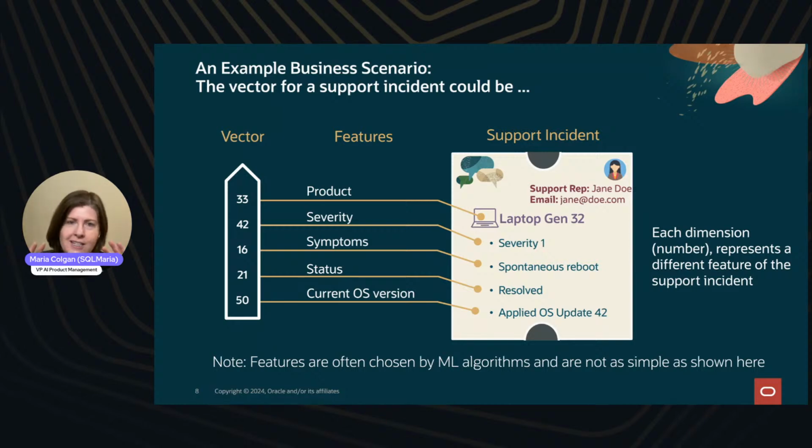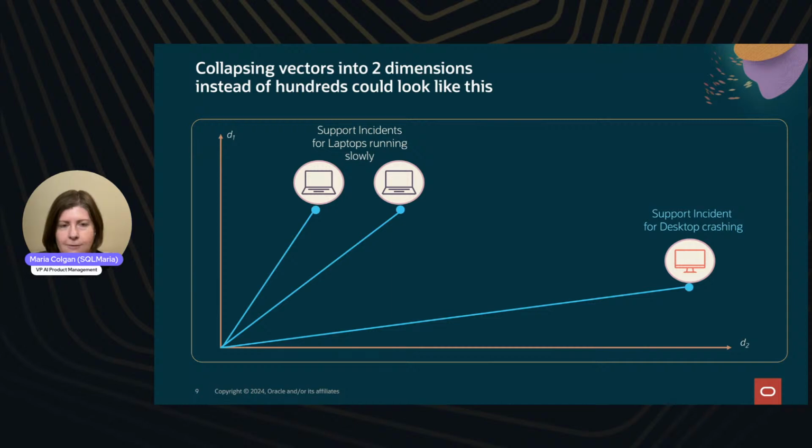Now, rather than trying to show you what this looks like in multi-dimensional space, let's look at vectors using just two of their dimensions. And if I put them on a graph, the graph would look something like this. You'll notice straight away that in the upper left-hand corner of the graph, the support tickets that are about laptops running slowly are quite close together, while the support ticket about a desktop crashing is much further away in the lower right-hand corner of that graph.